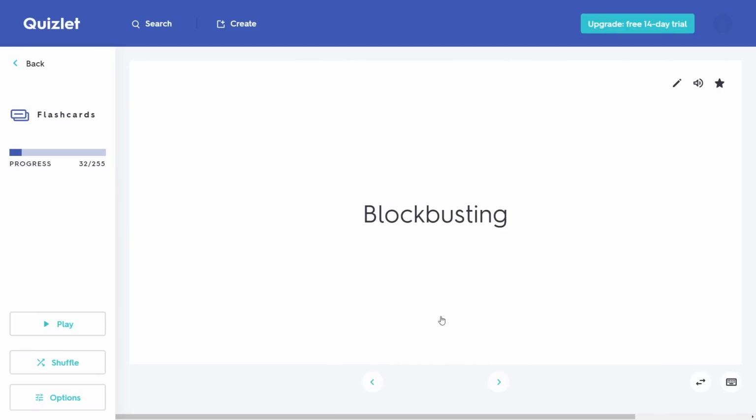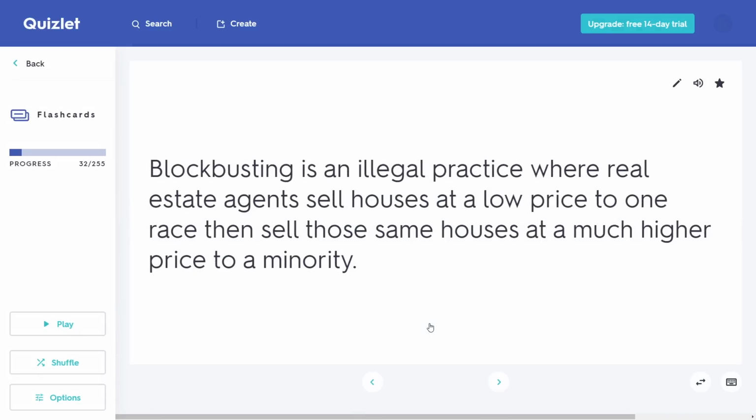All right, next one, blockbusting. All right, so not to be confused with blockbuster, blockbusting. All right, gonna give you guys a second to think that one over. All right, do you guys know what blockbusting is? Okay, it is an illegal practice where real estate agents sell houses at a low price to one race, then sell those same houses at a much higher price to a minority.